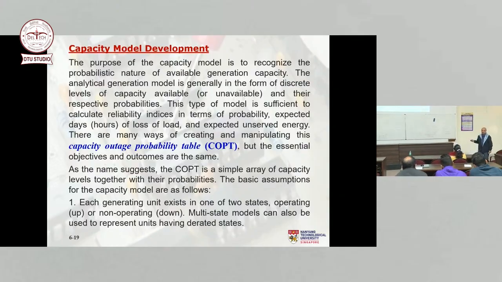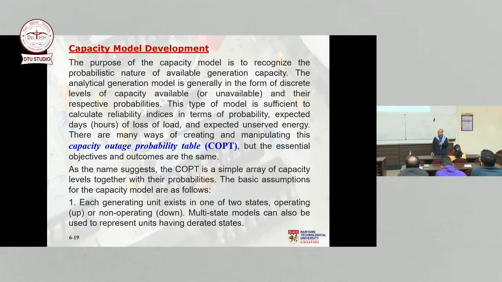We are going to build the generation model in the form of COPT. It's called the capacity outage probability table. Now look at those 4 words: capacity, outage, probability, table. So what does it tell you? That it is a table. It is a table of what? Capacity outage probabilities. So it's a probability table showing you the various capacities on outage. So very simple, capacity on outage, the corresponding probability, that's what it is showing us.